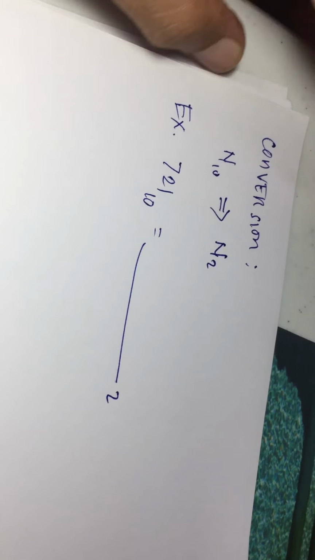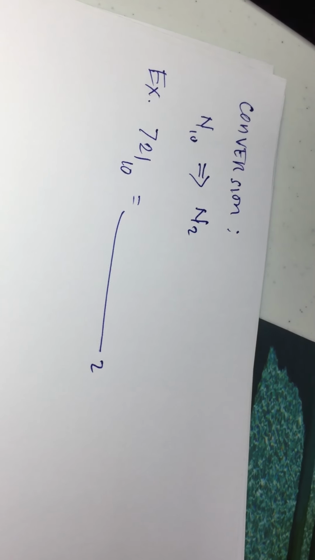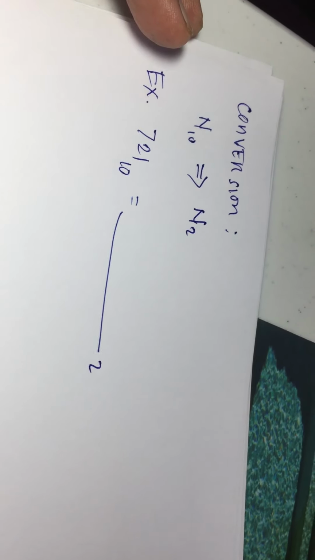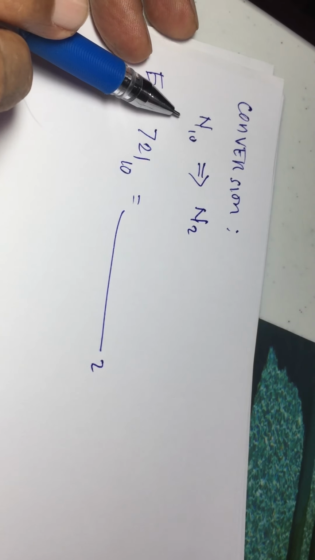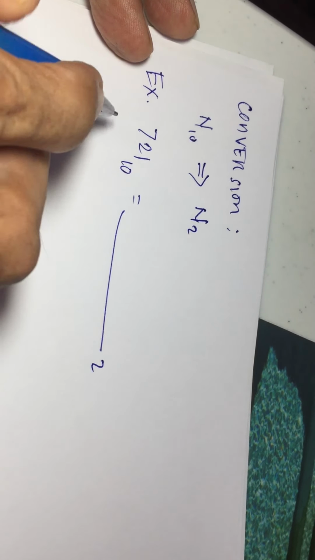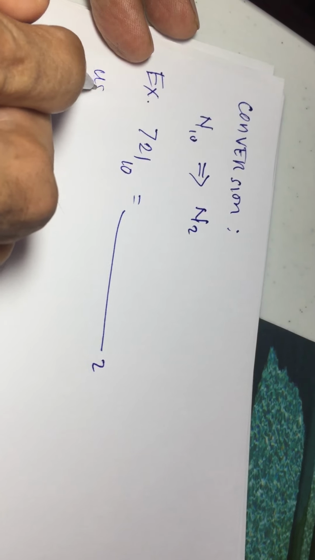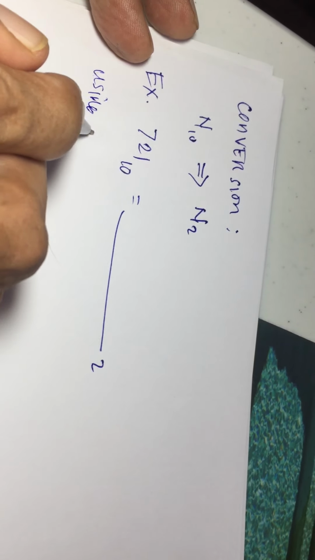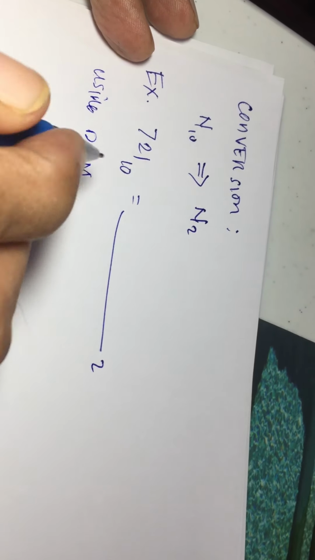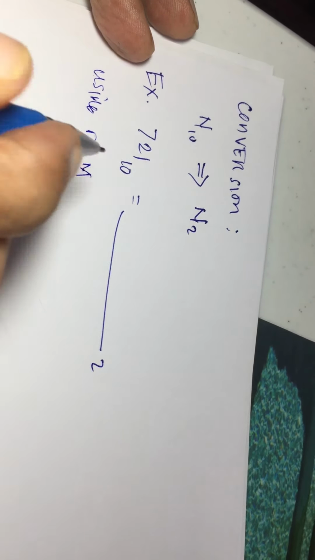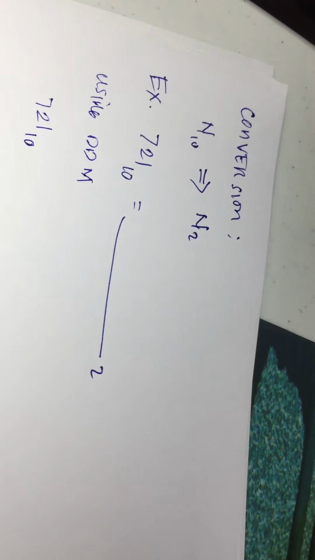Now, we can still convert. It's possible to convert one number system to another. For example, base 10 to base 2, using the double method. Okay? So, we have 721 of base 10. So, this is our example number 1.